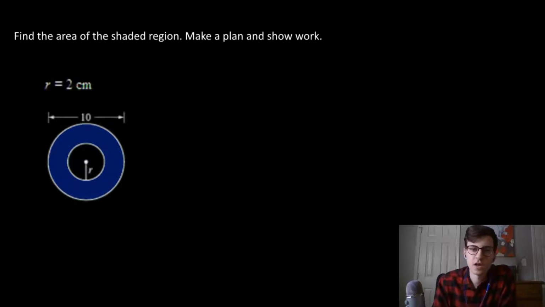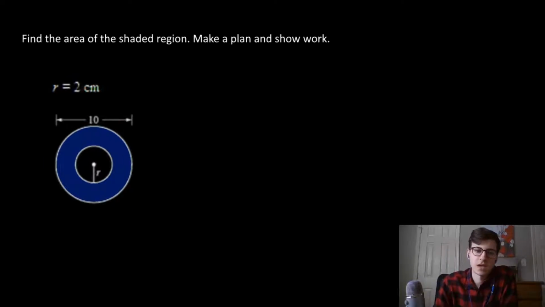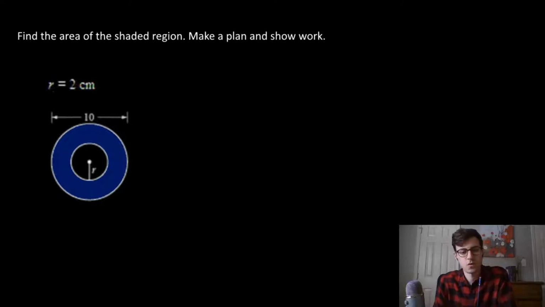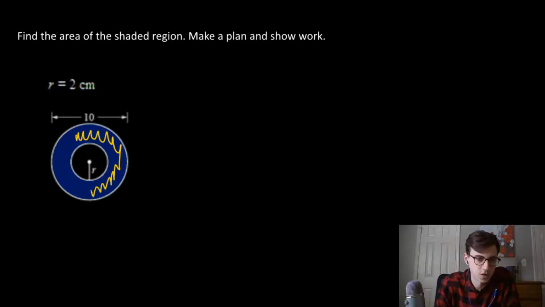Let's do a few more examples using the area of circles. Finding the area of the shaded region, we need to make a plan and we need to show our work. The shaded region, if it's hard to see on your screen, is the region in between these two circles.